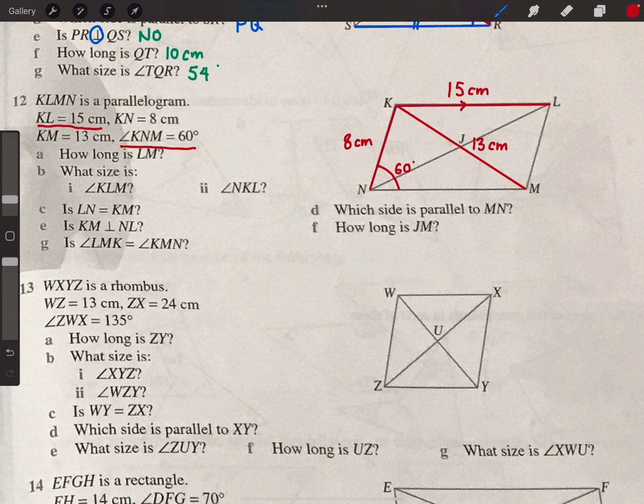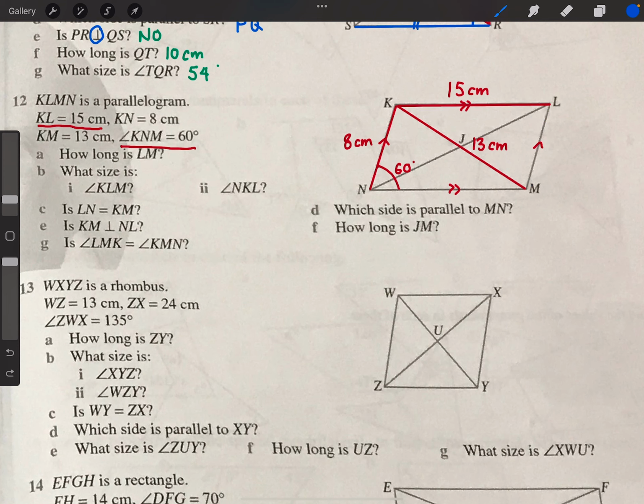It's a parallelogram, meaning that these two sides are parallel, and these two sides are also parallel. What is the size of angle KLM? Let me put that in blue. KLM. So what is this angle KLM? What's the angle there?